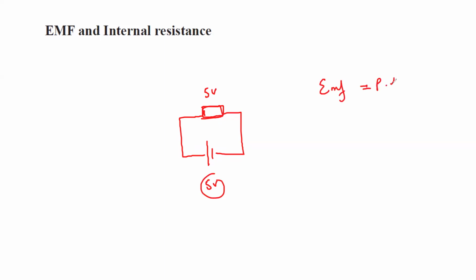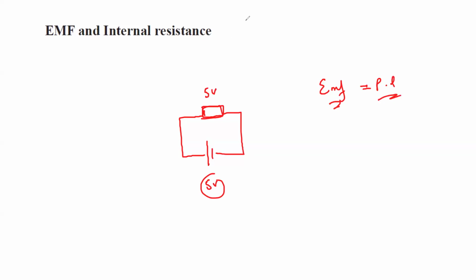If we draw a cell with an internal resistance, if we connect a cell and on the cell it is labeled 5 volts, what should be the voltage across the resistor? Theoretically, it should be 5. Why? Because the voltage of the battery should be the same as the voltage across the component. And according to Kirchhoff's second law, the total EMF must be equal to the total potential difference.